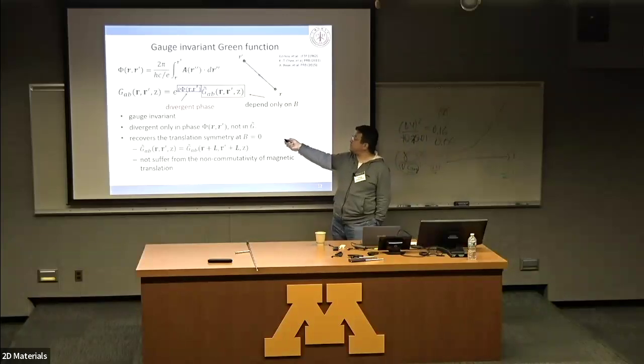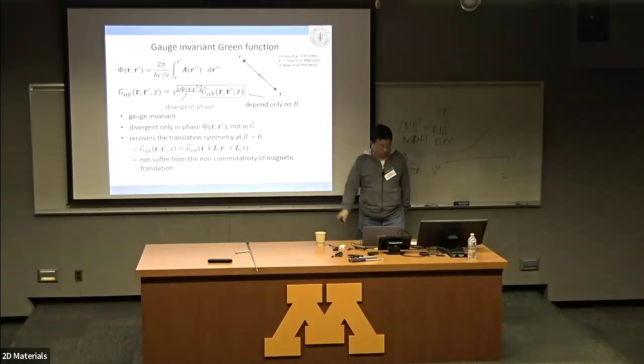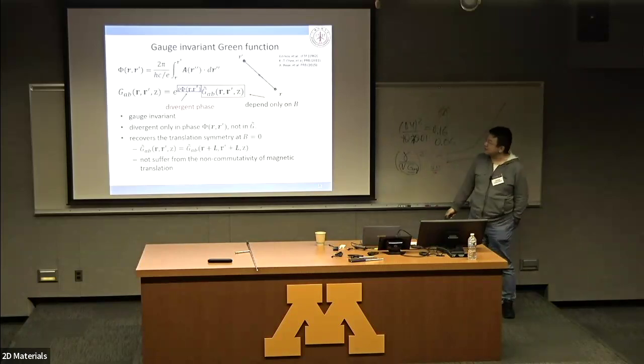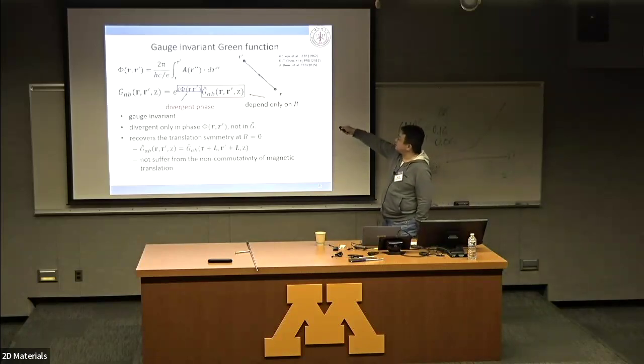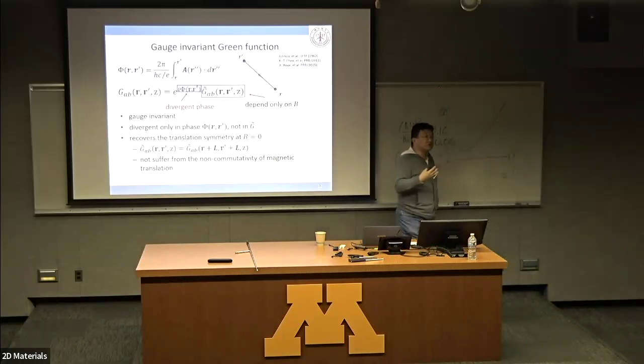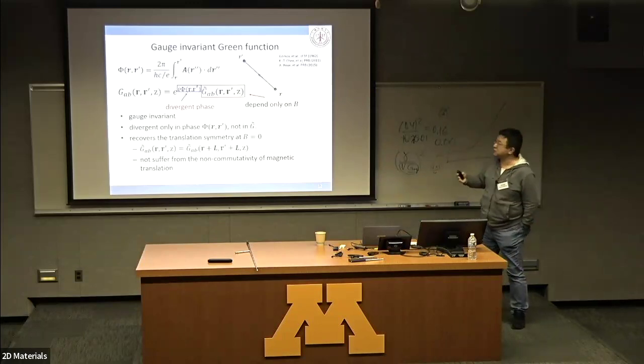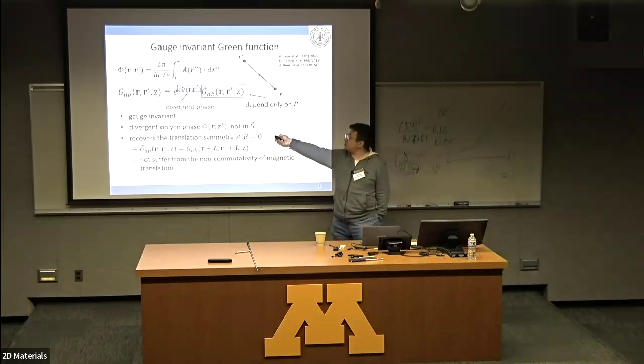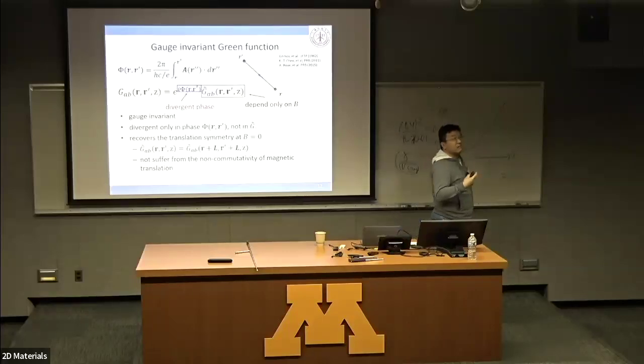One is called the phase part, and another one is called G tilde. This phase is nothing but the integral of the A field along the straight line from R to R prime. Once you do this decomposition and then a gauge transformation, you immediately know that all the change goes to the phase, and G tilde actually becomes gauge invariant.